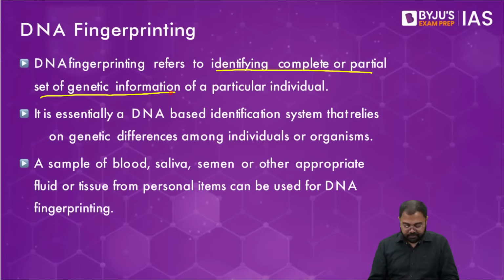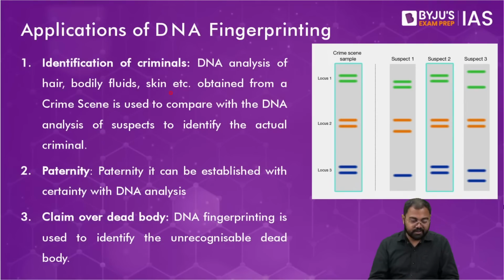Now, in case of identification, it can be used for identification of criminals. For example, if you look at this picture right here, this is a crime scene sample that was collected from some kind of crime scene, right? And there are three suspects. Can you tell me, out of these three suspects, which suspect's DNA structure matches with the crime scene sample?